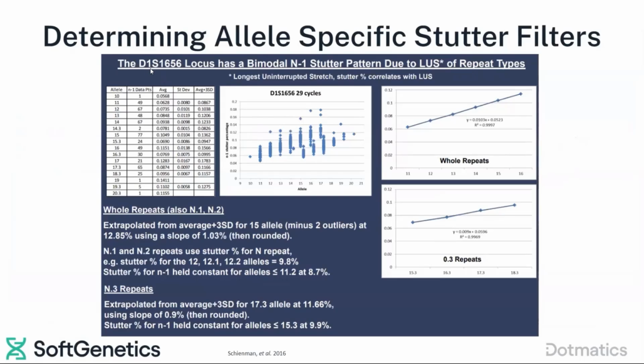Looking at another locus, D1 has a bimodal distribution, so a more complex repeat pattern, and it's based on the longest uninterrupted stretch. The stutters basically correlate to that. And so here we can see the whole repeats, and here we can see the ones that have the .3. And this is also seen in the table here in terms of the averages. They followed basically the same process, but they did one for the whole repeats and one for the .3 repeat, or the 3 nucleotide repeats.